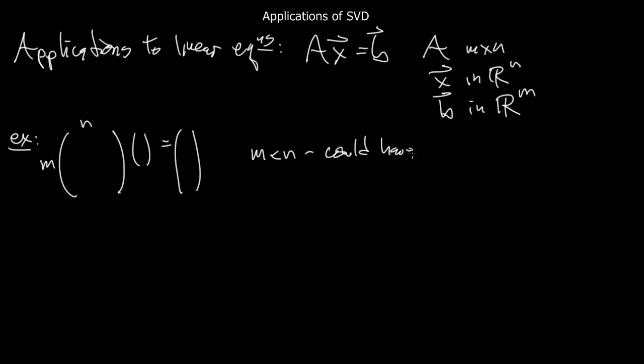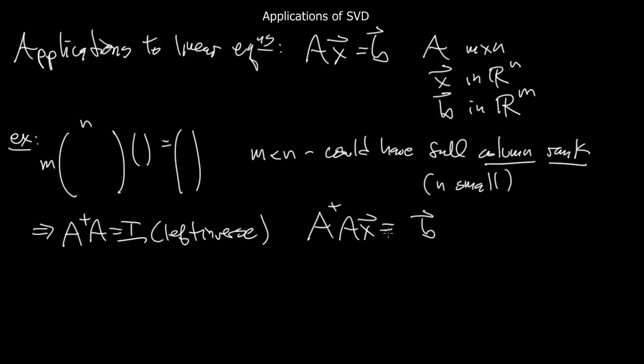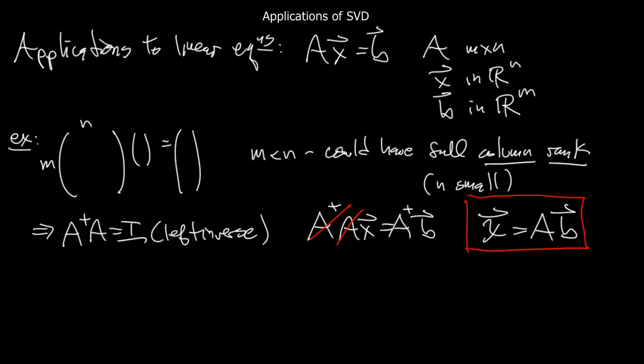I wrote that backwards, N is less than M. Since N is small, it could have full column rank. And when that's the case, if it has full column rank, then we saw before that A plus is a perfectly good left inverse of A, which is good, because then we can just multiply this. We can take this equation Ax is equal to b, and we can multiply it on the left by A plus, and these cancel because A plus is a left inverse, and you conclude that you can solve this equation as x is equal to A plus times b, and that's an exact solution. So that's in the case when it has full column rank, a small number of columns.